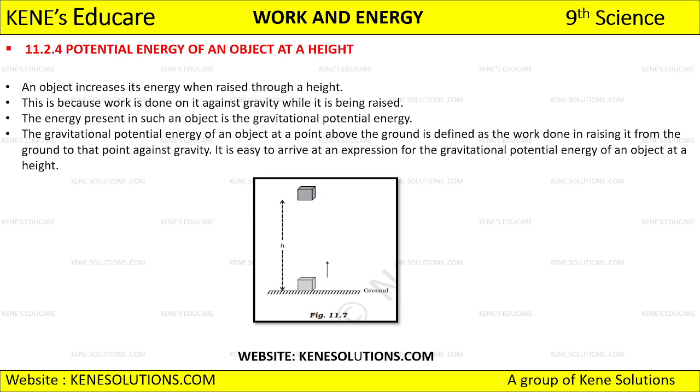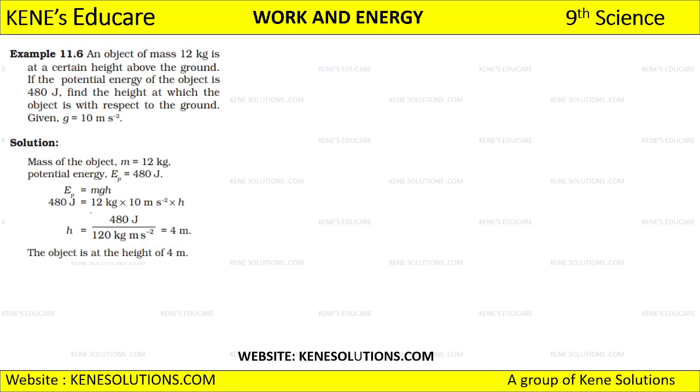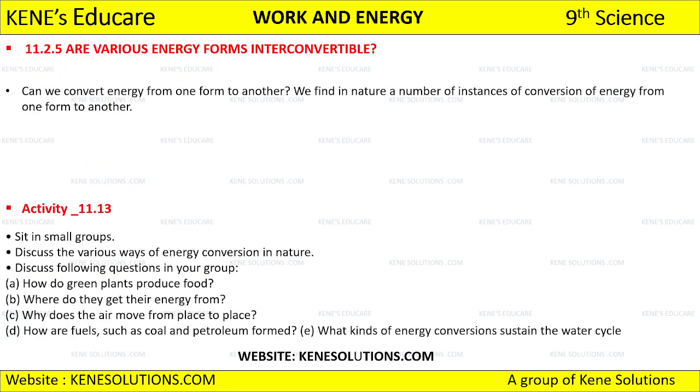Okay, then after discussing these activities we have the next subtopic, potential energy of an object at a height. So we will be discussing that as well. Then after that we'll be discussing example 11.5, how we can calculate the potential energy. Then we have example 11.6, and then the other subtopic, whether the different forms of energy around us are interconvertible or not.